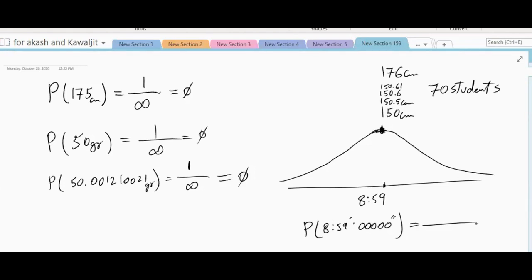How many different possible arrival times are there? One of infinity. We always write the denominator first. Infinite. So how many different possible arrival times are there? Infinite. And then only one of them, 8:59.000000 seconds, will make us happy. So that is zero. So let's say you came to this class at some time today, maybe 11:30 or 11:29 or 11:28 or 31. You arrived at some time, but the chance that you would arrive exactly at that time is zero, even though you arrived at that time. Because the total number of possibilities is infinite.